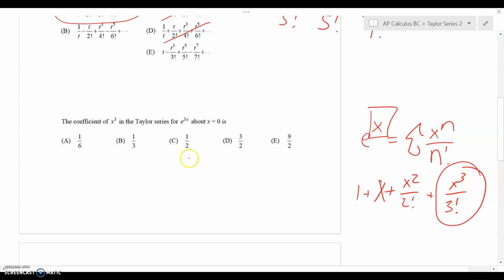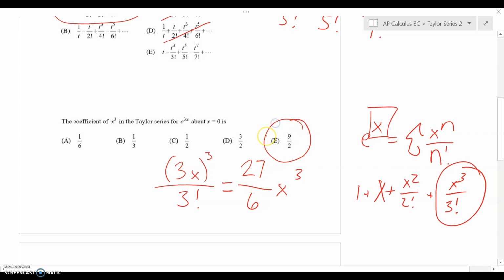So if we take every term, but we're only interested in that one, and we swap out the x with a 3x, we're going to end up with a 3 cubed up top, which is a 27, and a 3 factorial on the bottom, which is a 6. So the coefficient for the x cubed term is 27/6, which obviously they've reduced, because that doesn't show up here. If we divide the top and the bottom each by 3, we get 9/2, which is what the answer would be for the last one on the first page.